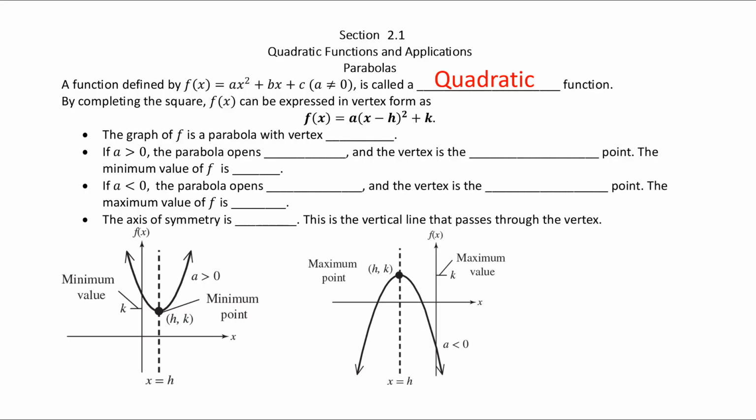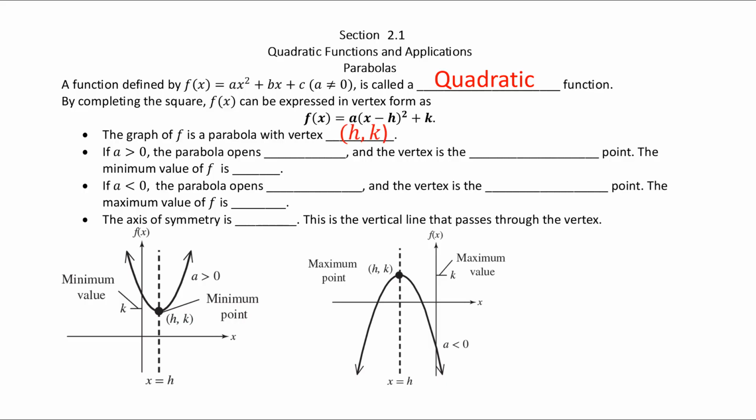If you put it in this form, f of x equals a times x minus h quantity squared plus k, you can find the vertex and some other things. You have to use completing the square to get it into this form. When you do, you can tell the vertex. The vertex will be (h, k), where h is the number that comes right after the x in your binomial, and k will be the number on the outside. That'll be the y-coordinate of your vertex.